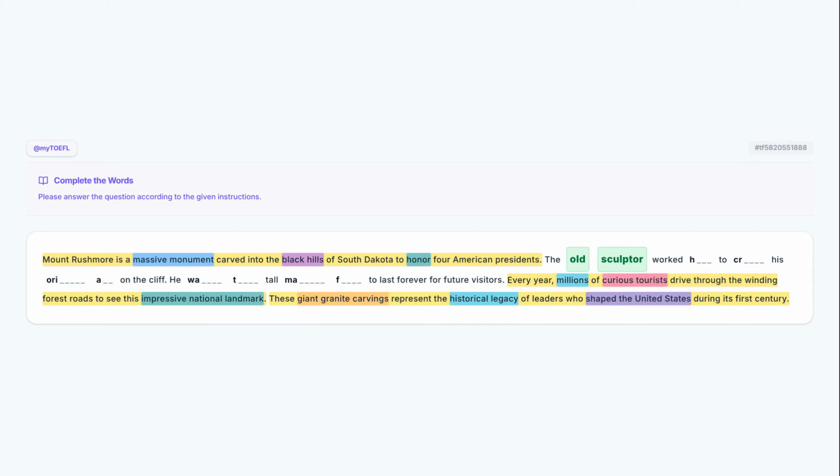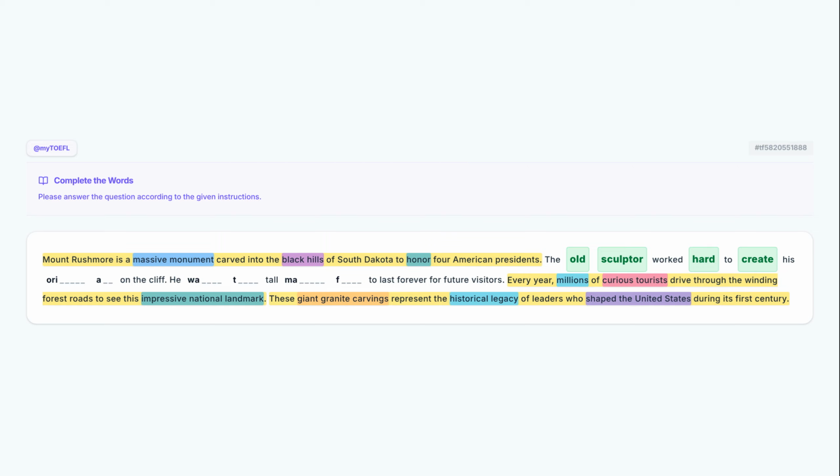The old sculptor worked hard. Carving into the Black Hills to create giant granite carvings is a task that requires immense physical effort. Because of the difficulty involved in such a project, we can deduce that the individual worked hard. The old sculptor worked hard to create. This gap requires a verb that describes the act of bringing a monument into existence. Given that the person is working on granite carvings, his goal is to create a lasting piece of work.